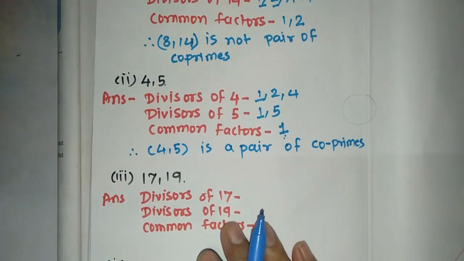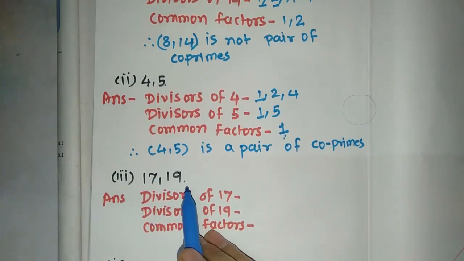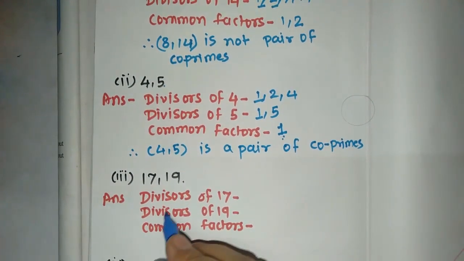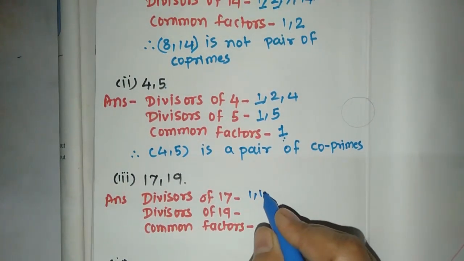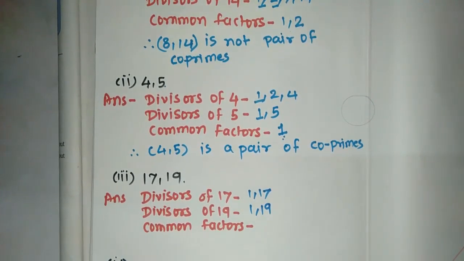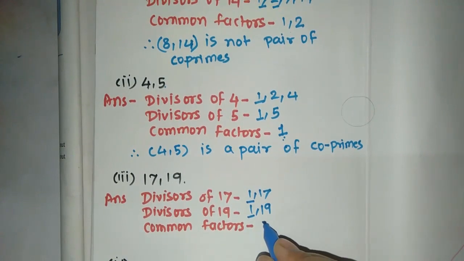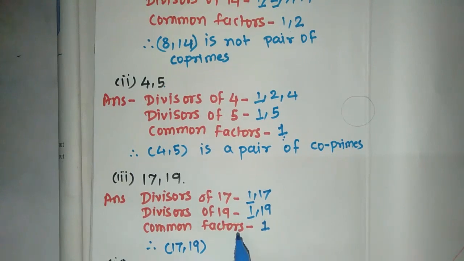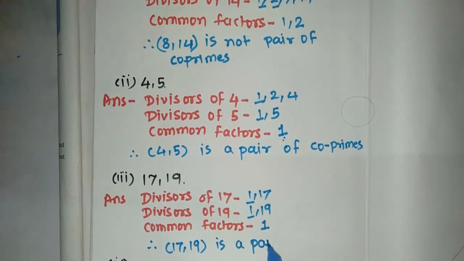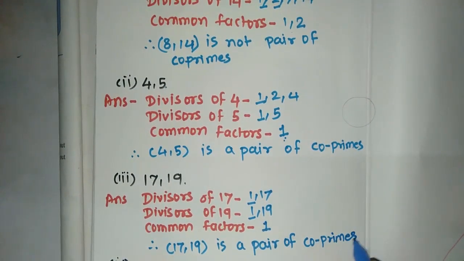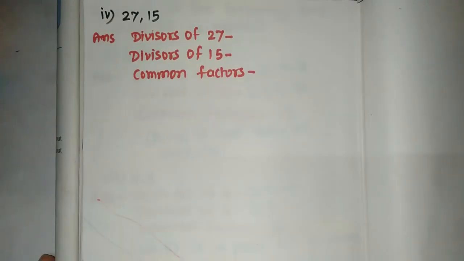Now see the third example. 17 and 19 are both prime numbers, so they are co-prime numbers. Let us verify that. Divisors of 17 are 1 and 17. Divisors of 19 are 1 and 19, because both are prime numbers. So the common factor is only 1. So 17 and 19 is a pair of co-primes.